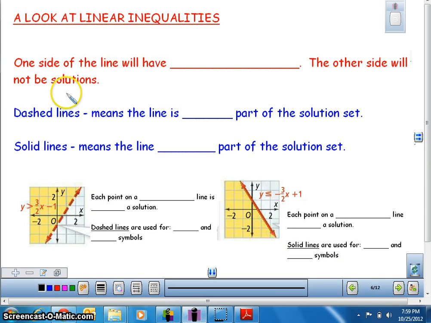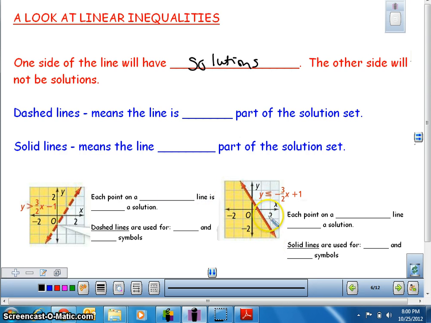As you look at linear inequalities, one side of the line will have the solutions. The other side of the line will have no solutions. So when we think about this, this part has no solution, and over here in our shaded part is our solution.